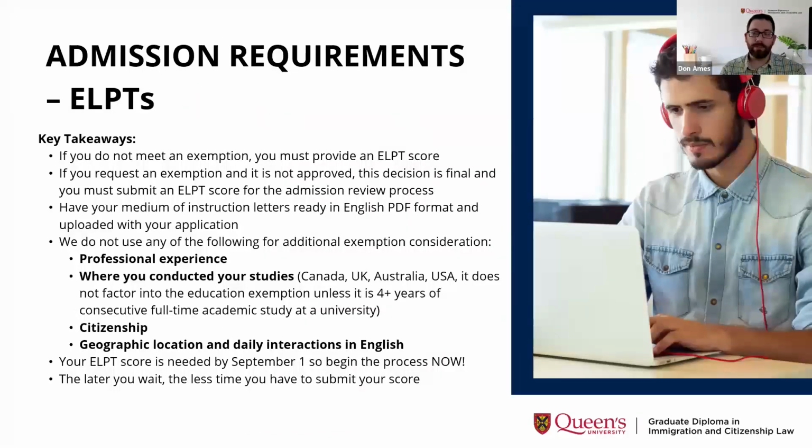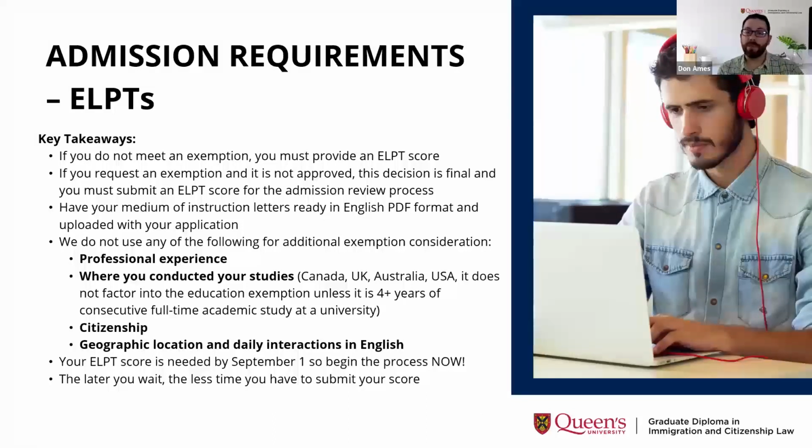If you don't meet an exemption, you must provide an ELPT score. No exceptions. No additional exemptions offered. Within the application, there is a question that asks you, do you self-identify? Are you requesting an education exemption? Do you need to provide an ELPT score? Or are you interested in the ESLA 150, which is not available for January applicants? You select which one there.